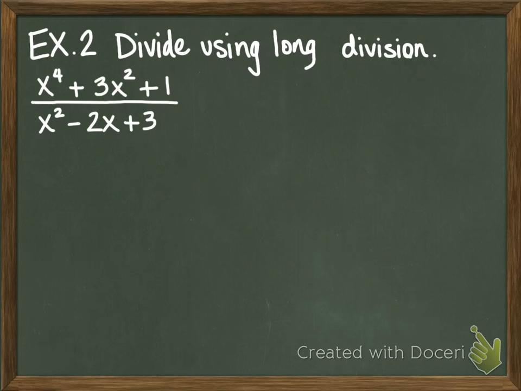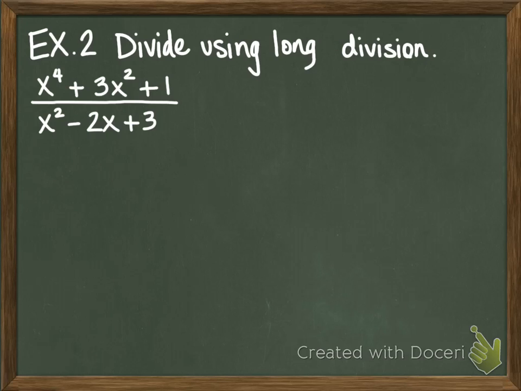Okay, so let's look at a different one. So notice in this problem, I have a polynomial divided by another polynomial, or in this case, a trinomial divided by a trinomial. The last problem, example 1, we were dividing by a binomial. So whatever's on top is what goes inside. Also notice that I'm missing some terms here. It jumps from x to the 4th to x squared, and then to the constant term.